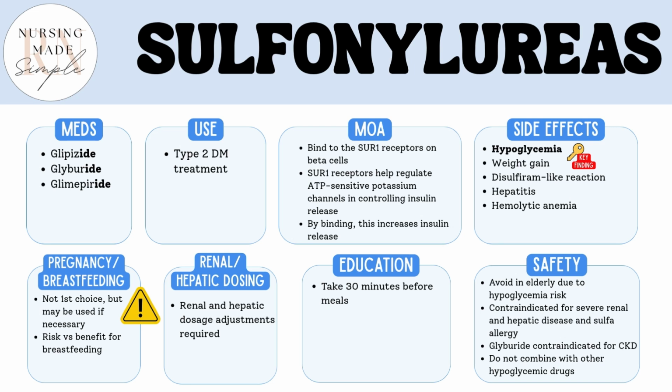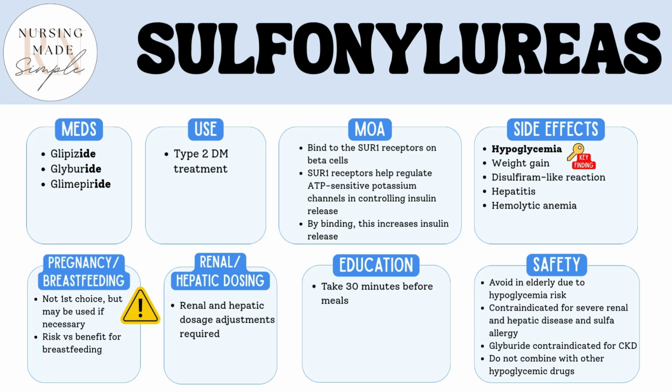Other side effects of this medication include weight gain, a disulfiram-like reaction, hepatitis, and hemolytic anemia. This would not be considered a first choice in pregnancy, but may be used if necessary, and risk versus benefit should be used for breastfeeding. Both renal and hepatic dosage adjustments are required. We would want to educate patients to take this 30 minutes before meals. And for safety reasons, we would not want to prescribe this in elderly due to hypoglycemia risk. It is contraindicated for severe renal and hepatic disease and for patients with a sulfa allergy.